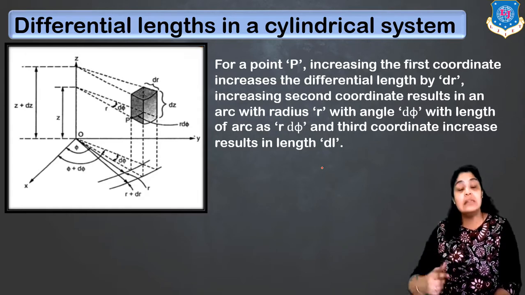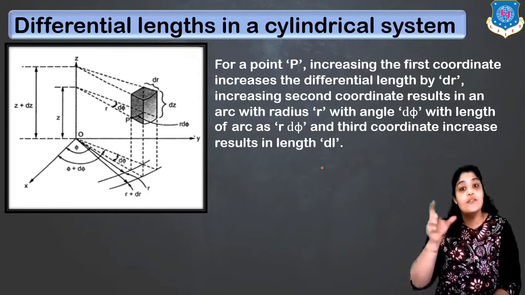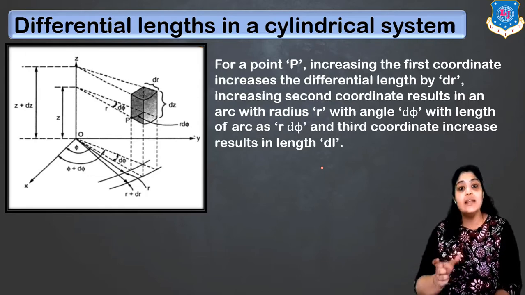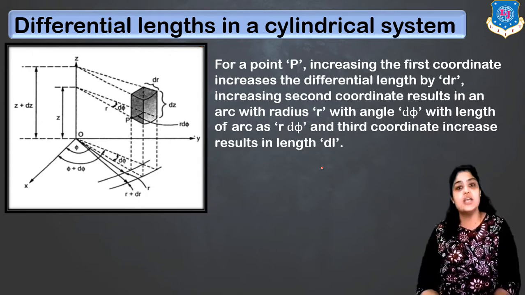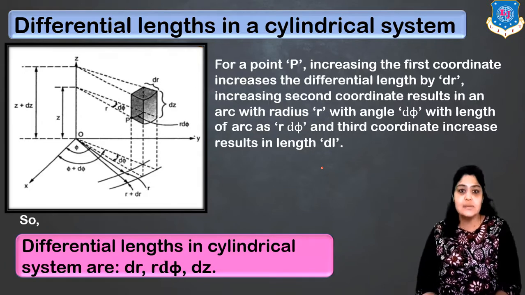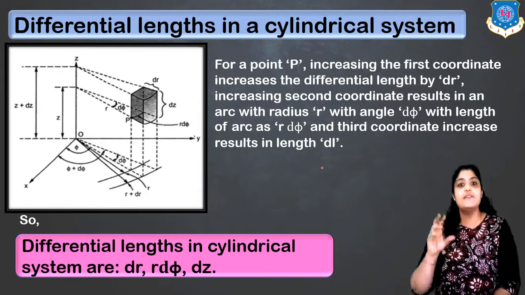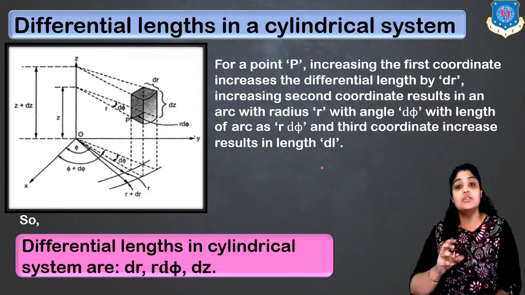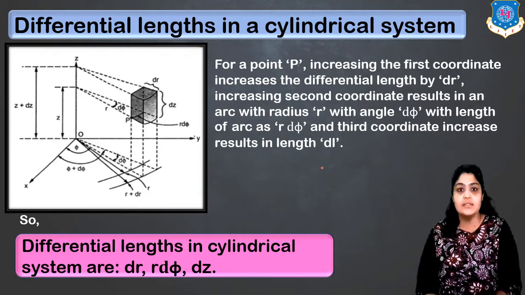And how do I obtain the length of arc? It is the radius multiplied by the angle. And what is the radius? We have considered the radius as r because r is our position vector. So the arc length would be r into d phi. And if the third coordinate increases, you will be getting an increase in length as dz. The differential lengths in a cylindrical system are denoted as dr, r d phi and dz. dr is a plane surface, r d phi is a curved surface because change in angle gives us an arc. So we have taken arc length. And the third one is again a plane surface.